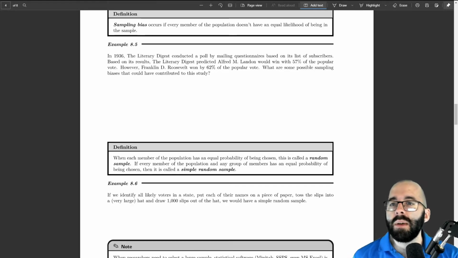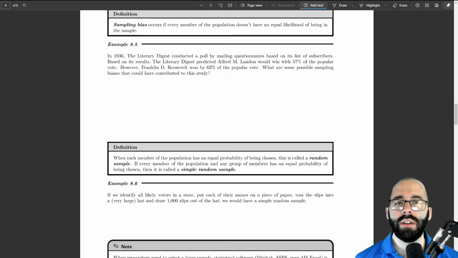Anyway, sample 8.5: in 1936, the Literary Digest conducted a poll by mailing questionnaires based on its list of subscribers. Based on its results, the Literary Digest predicted Alfred M. Landon would win with 57% of the popular vote. However, Franklin D. Roosevelt won by 62% of the popular vote. What are some possible sampling biases that could have contributed to this study?